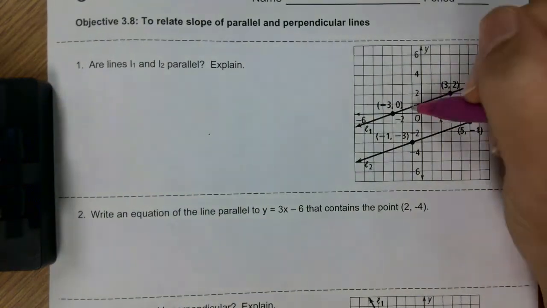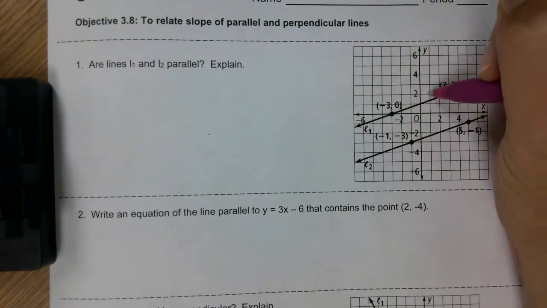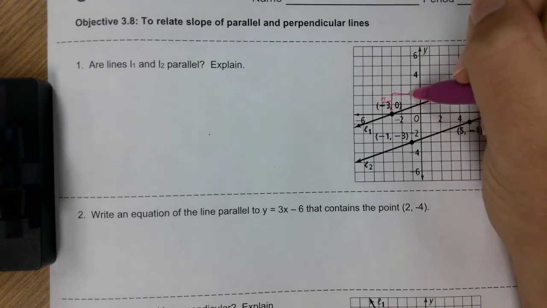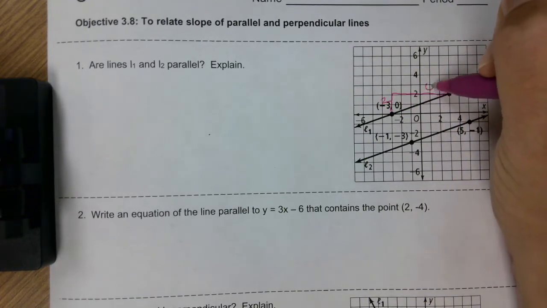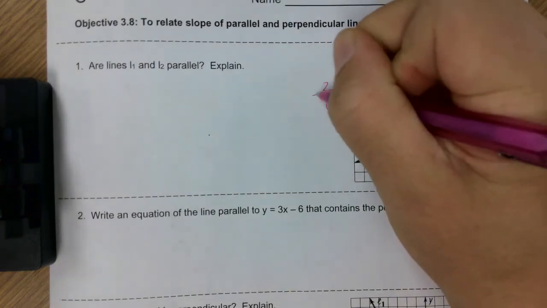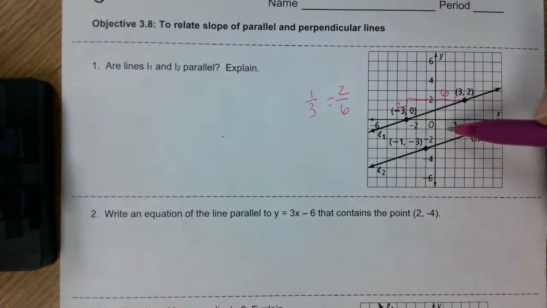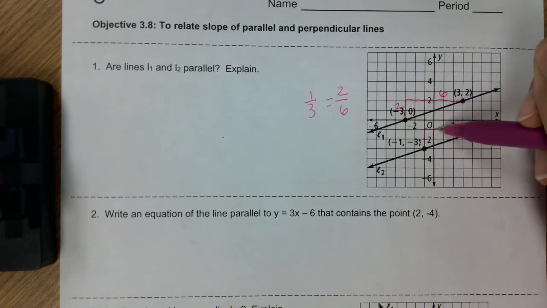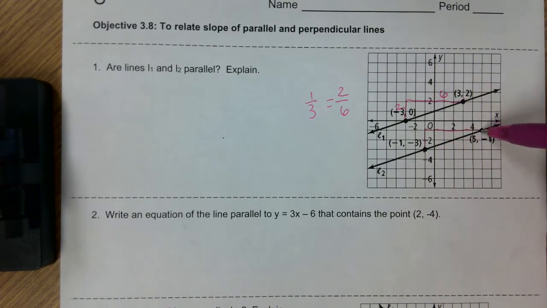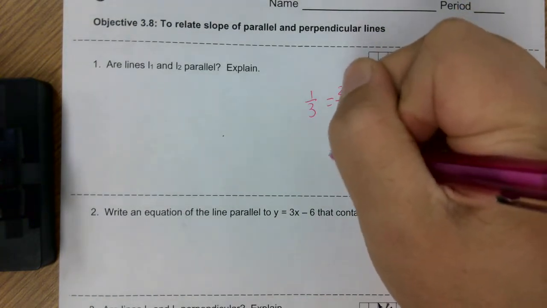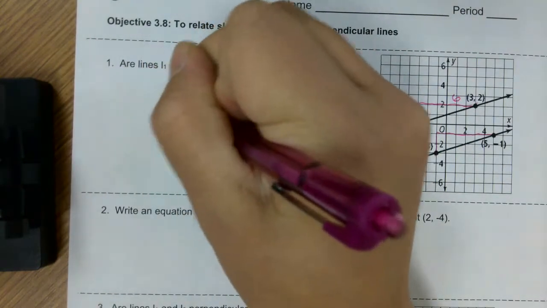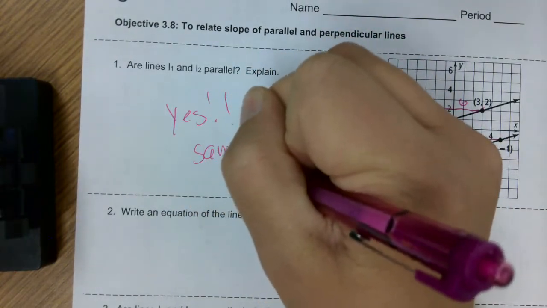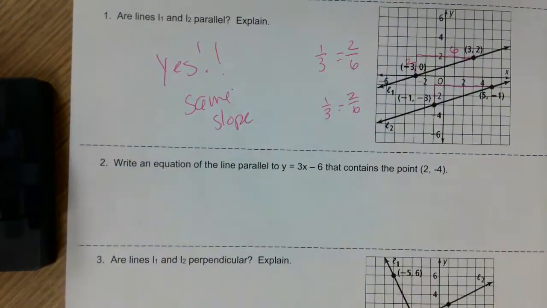So if I'm looking at my slope here from one point to another, my rise here, I'm going up 2, so this is a +2. My run is 1, 2, 3, 4, 5, 6. So one slope is 2 over 6, which is the same thing as 1/3. My other slope here is up 1, 2, and run 1, 2, 3, 4, 5, 6. So this one's also 2 over 6. So yes, these are parallel because they have the same slope. So same slope is always going to be parallel.